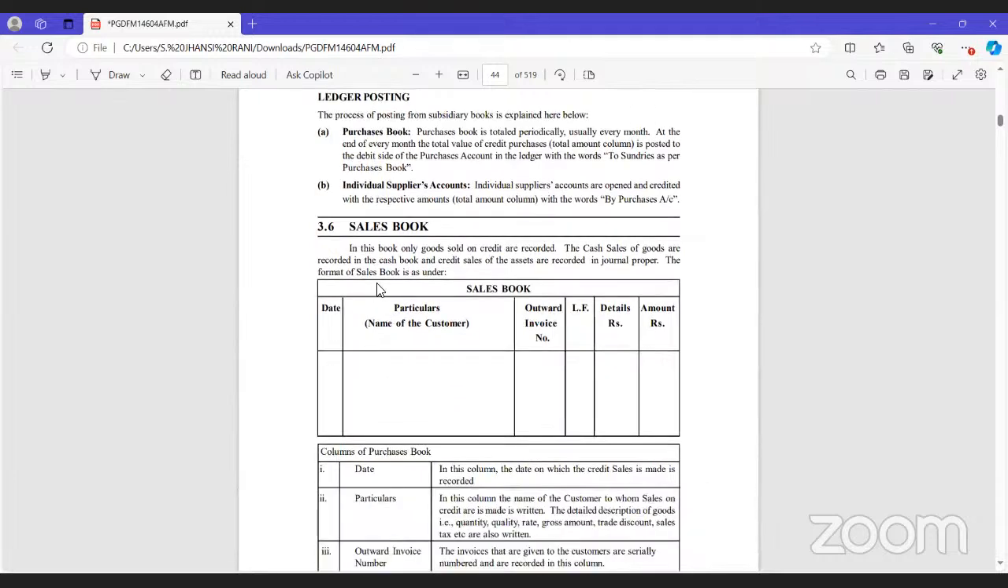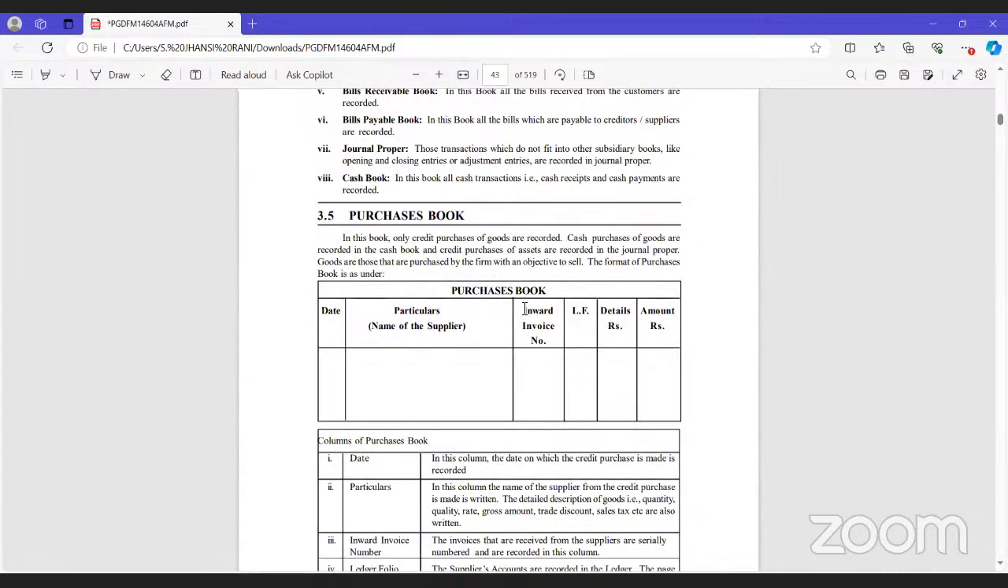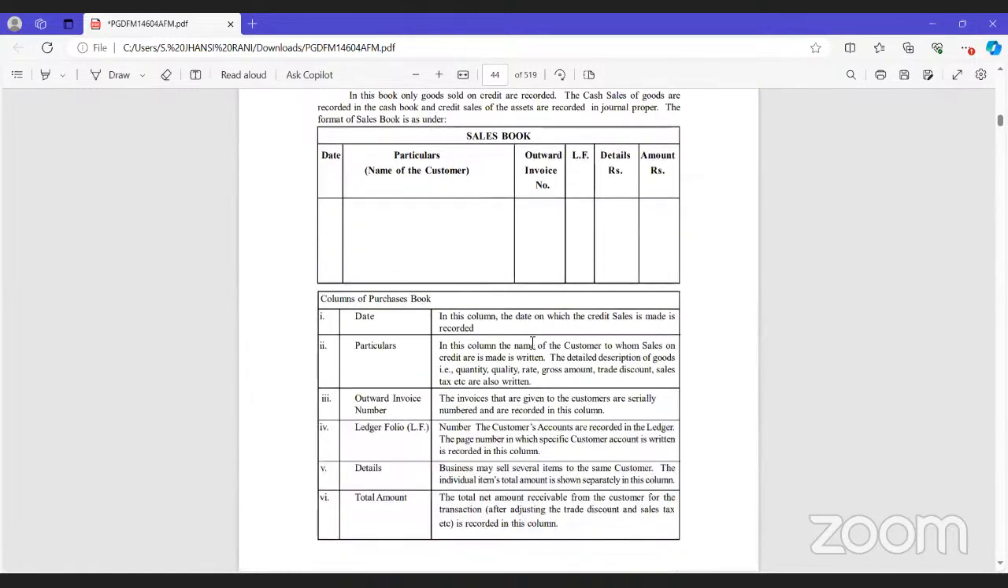And this is the sales book. Here, credit sales are recorded. Here, outward invoice number. Whenever it is the purchase book, it is invoice number, and here it will be outward because the goods are going out. We write outward invoice number.